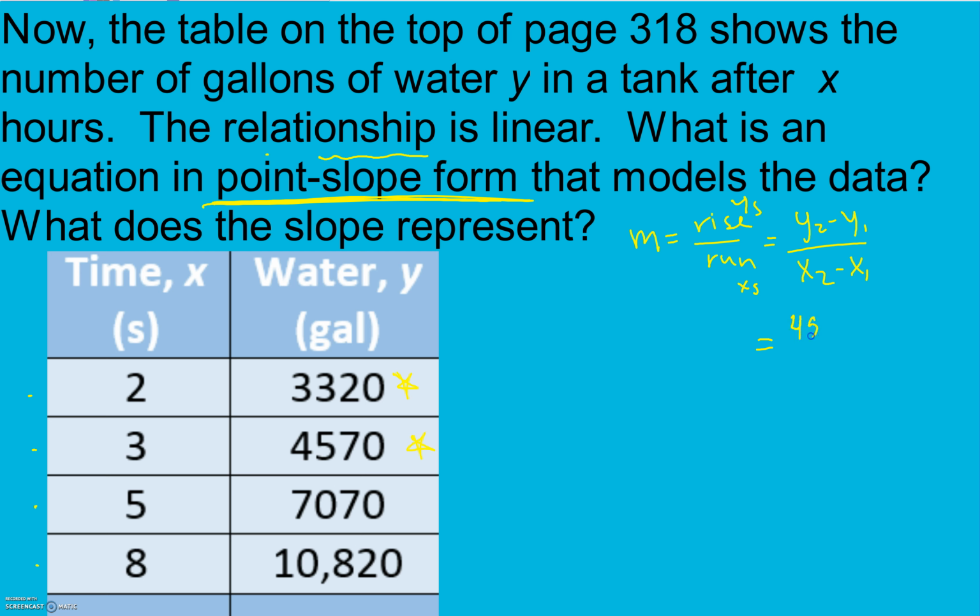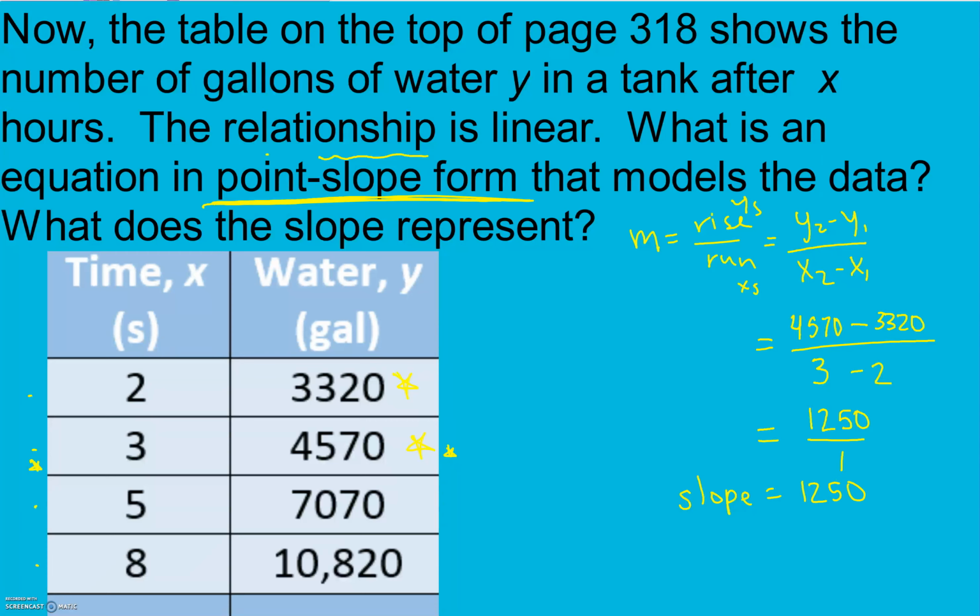4570 minus 3320. And since I used this number first, I've got to use the 3 first. 3 minus 2. Simplify here, and I get 1,250 over 1. So my slope is going to be 1250.